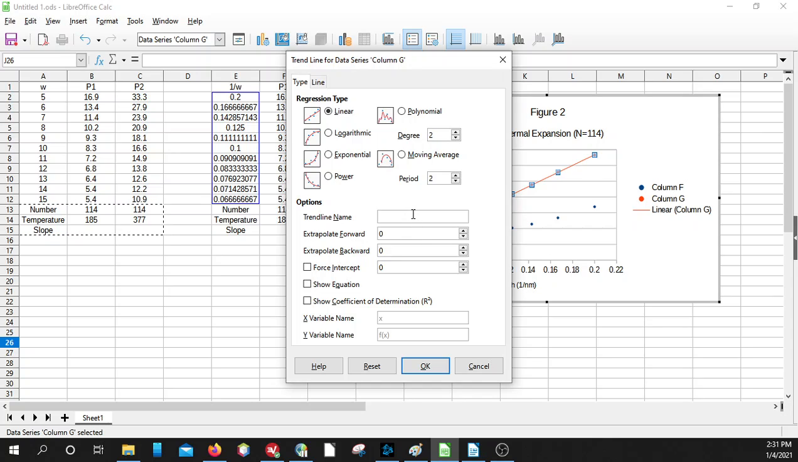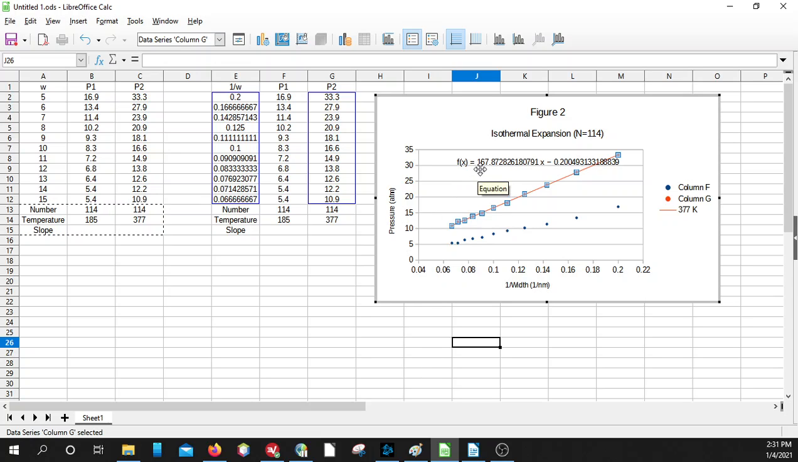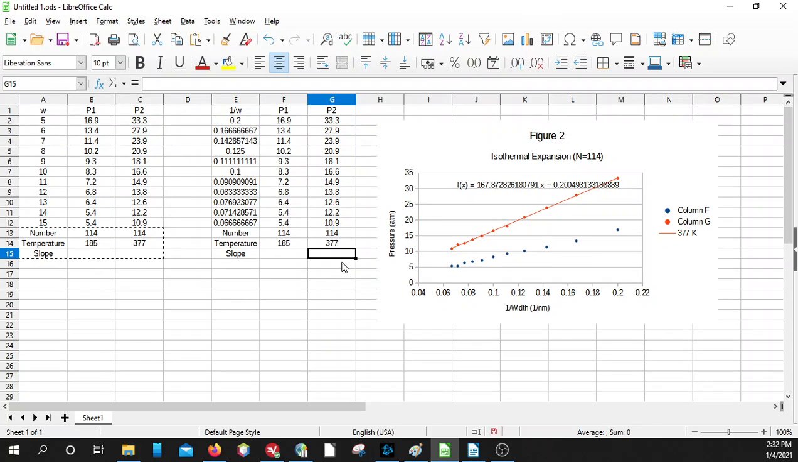And this is the part I always forget. I'm going to put 377 Kelvin here, just so I don't forget. We want a linear. And what I'm going to do is say show equation. Okay. Now we have this really kind of messy looking equation. But what I'm going to do, this was for the red data set. That was 377 Kelvin. All I really care about is the slope.